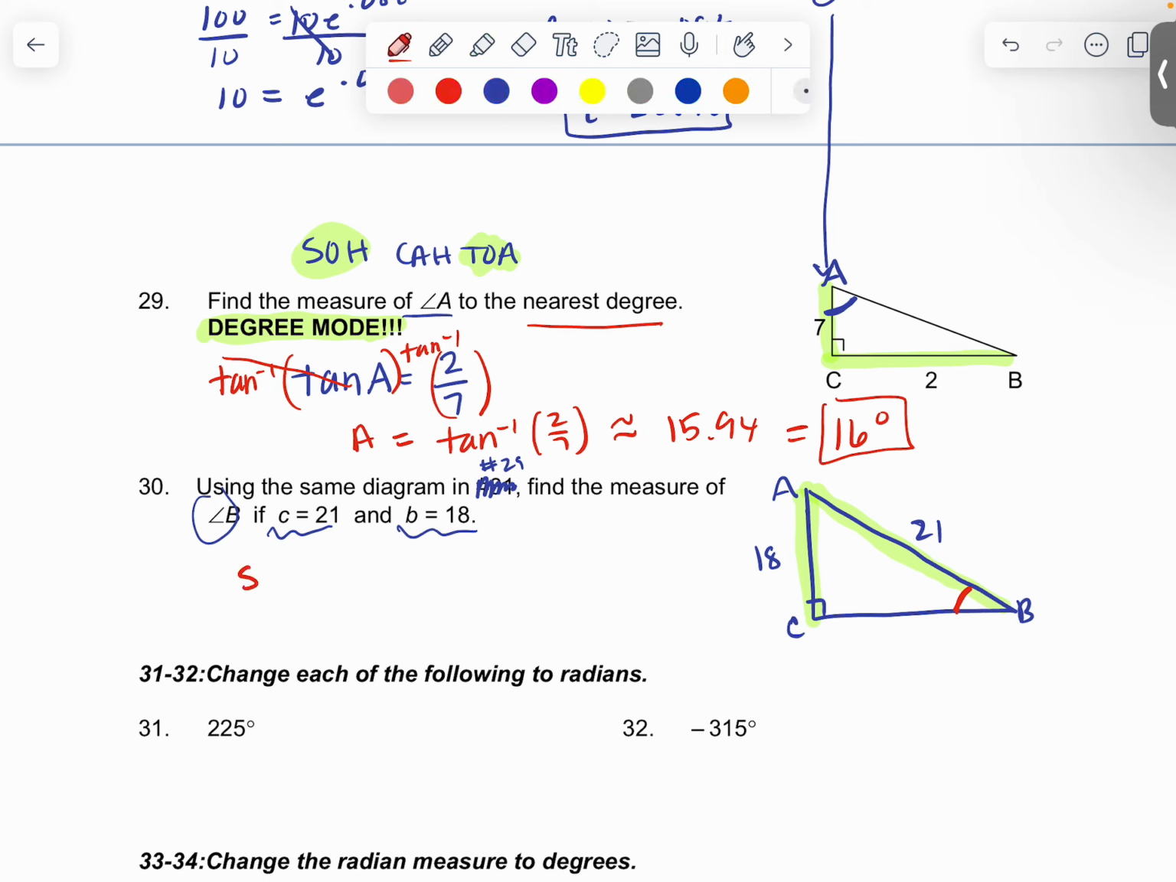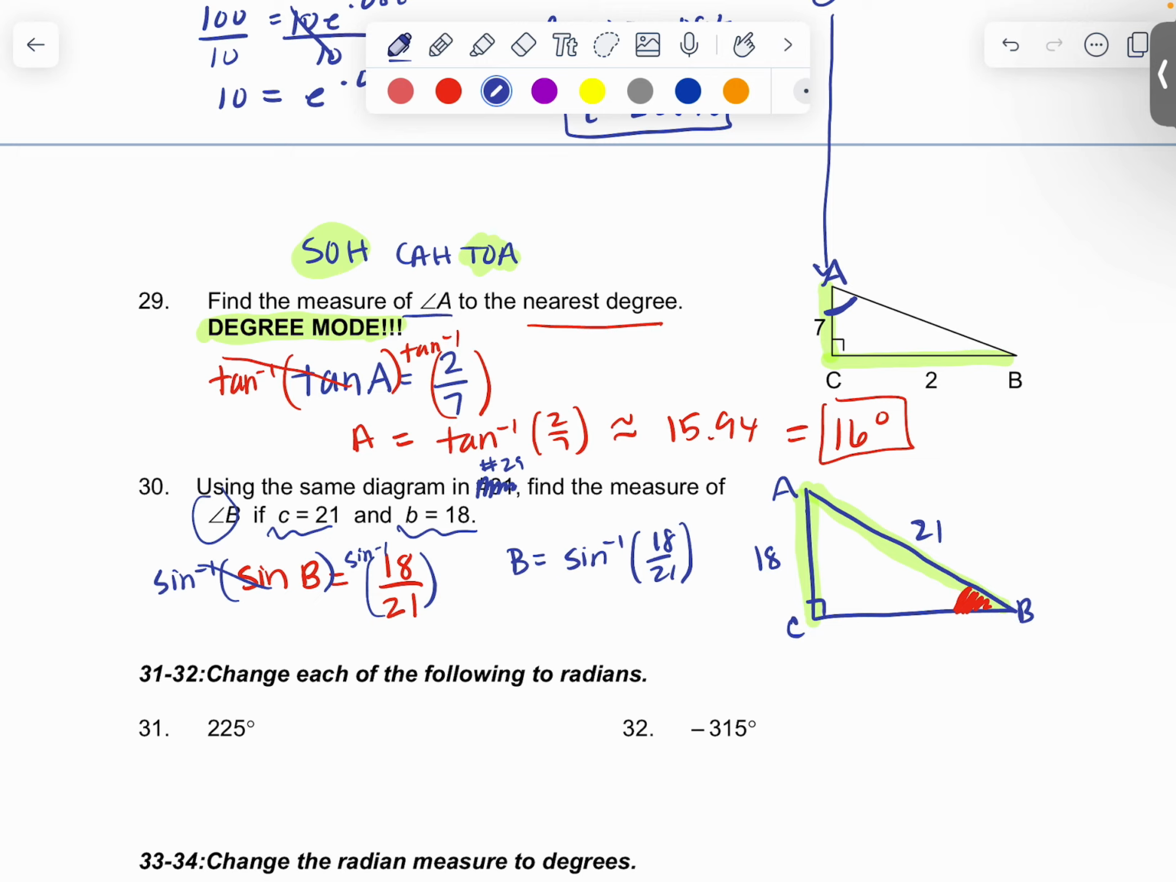So I'm going to say sine of what? The trig functions always go with the angles. So the angle that I need here is B. So I'm going to go sine of B. The opposite side is 18. The hypotenuse is 21. Okay. Again, how do I get rid of the sine? To do sine inverse of both sides. Okay, so these cancel, and it's going to give me that B equals the sine inverse of 18 over 21.